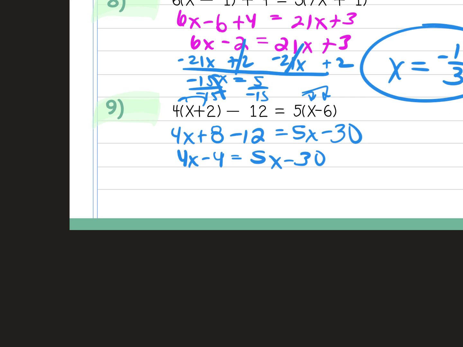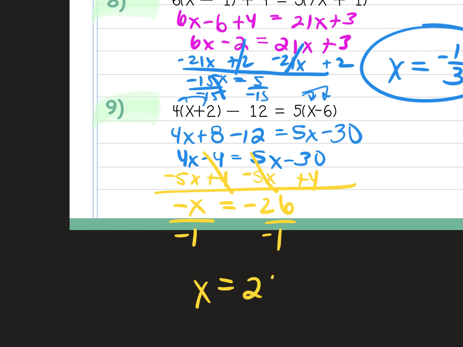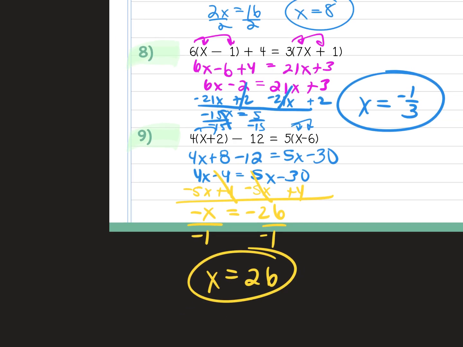And again, some of you want to move the 4x to the right side. That's fine. I like to have letters on the left, numbers on the right. So I'm going to subtract 5x from both sides. And I'm going to add 4. So my 4's canceled there. My 5x is canceled there. What is 4 minus 5x? Negative 1x. And then negative 30 plus 4. Negative 26. Do I leave my answer like that? We're going to divide or multiply both sides by negative 1. So x equals 26. Very good job.